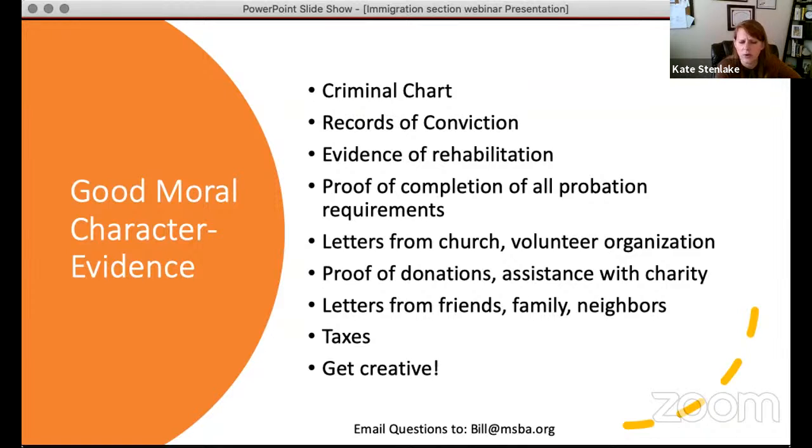I did see that there were a couple of questions. Yeah, so we have a question. Even if the crime isn't listed on the I-213, we are supposed to list all criminal charges and convictions on the EOIR 42B besides traffic infractions, correct? Yes.